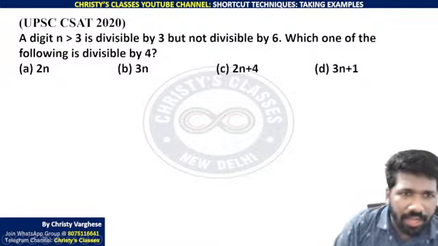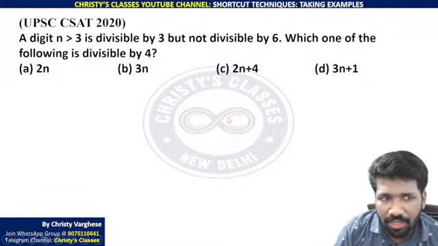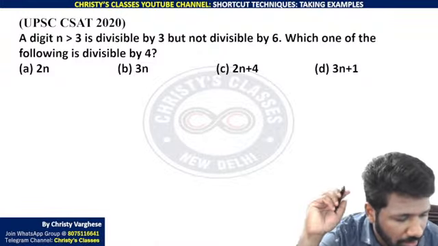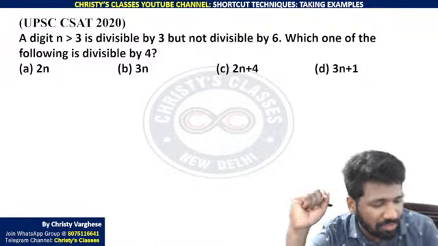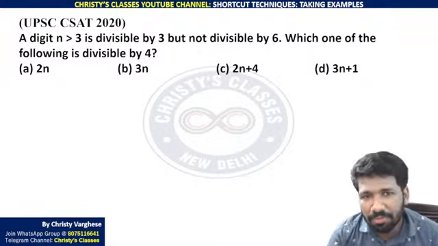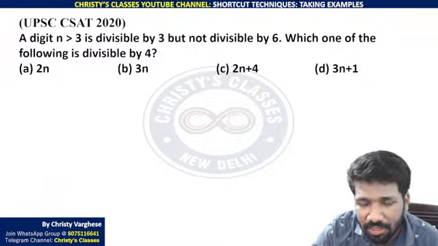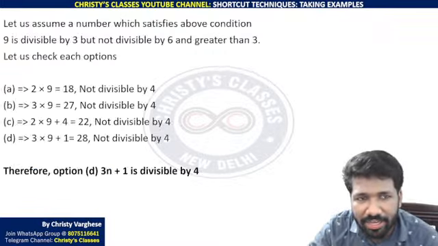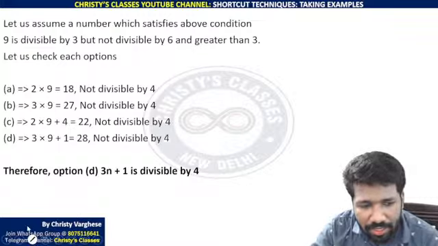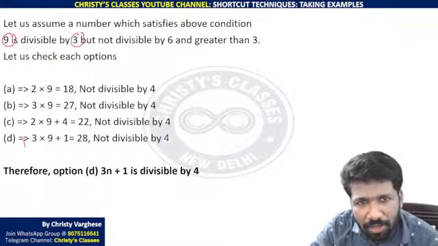A digit n greater than 3 is divisible by 3, but not divisible by 6. This is from the number system chapter. So you have to take an example which satisfies that. Due to lack of time I will take the example directly. The example you can take is 9. It is divisible by 3 but it is not divisible by 6.